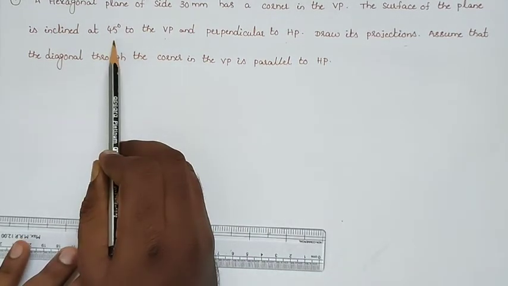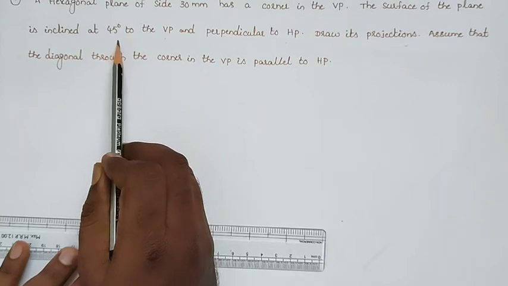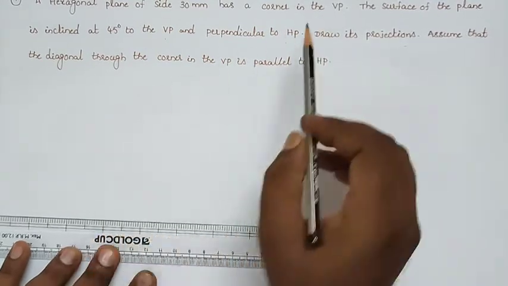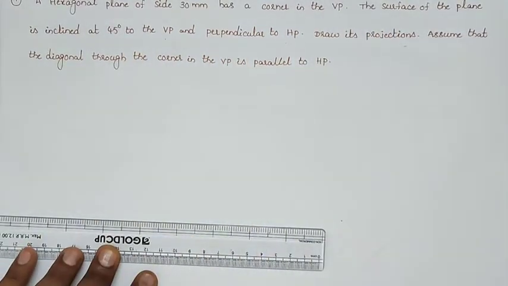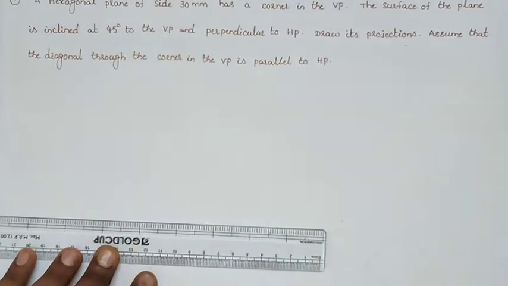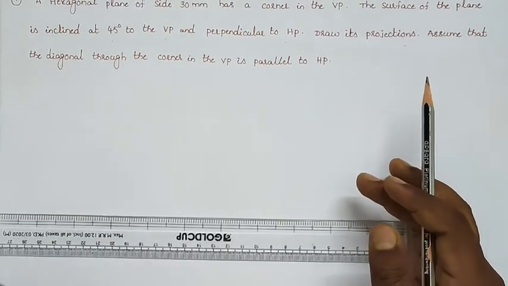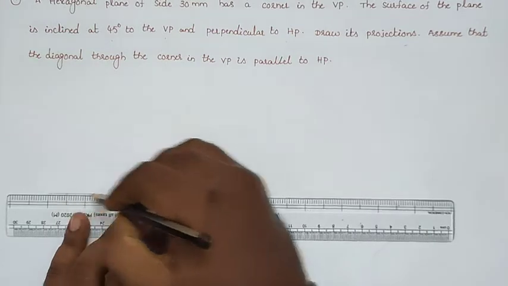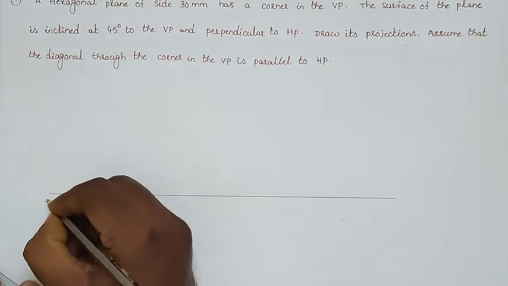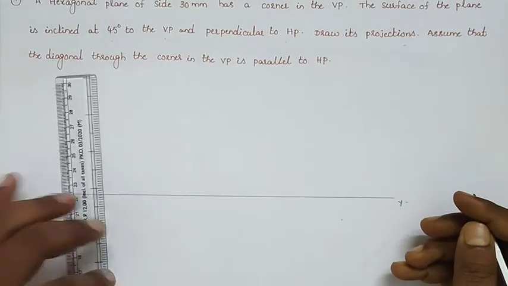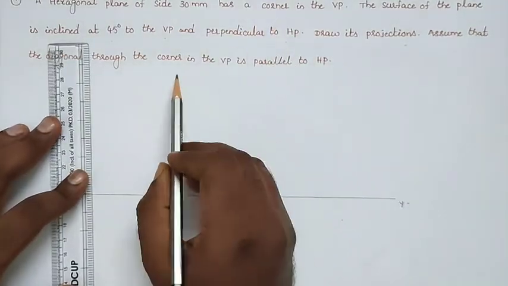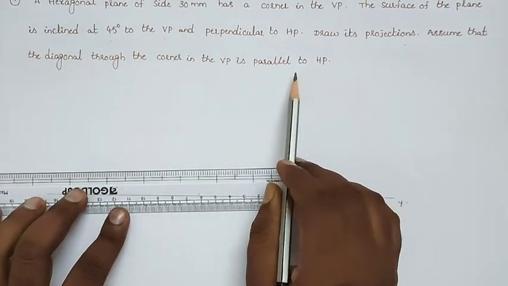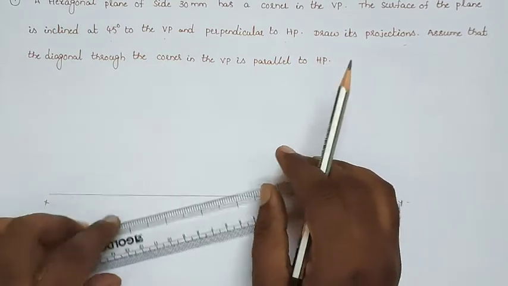They are clearly giving the surface angle with respect to the VP. So here also we assume the plane surface in the first stage is parallel to the VP, and draw the first front view and first top view, opposite to the previous position. How will we draw the shape? The diagonal through the corner is parallel to the HP, so we draw it parallel to the reference line.